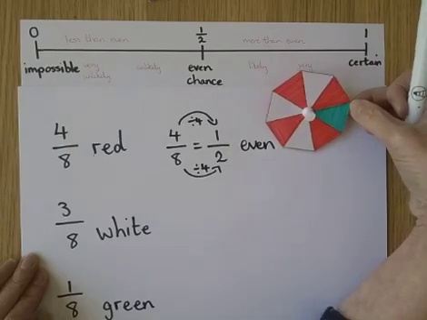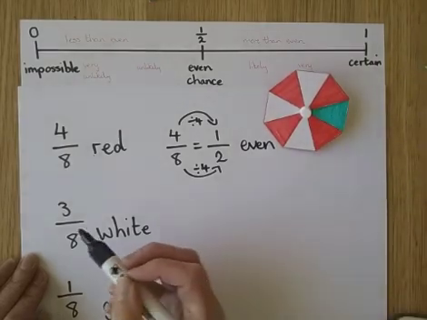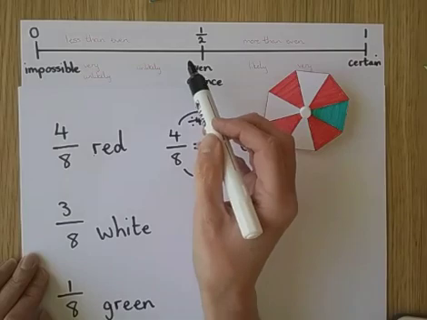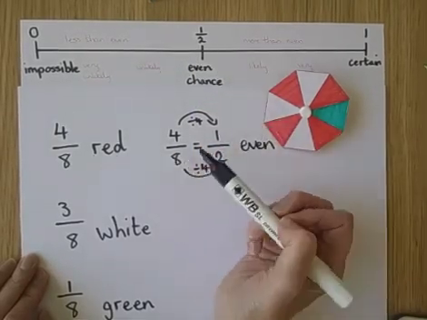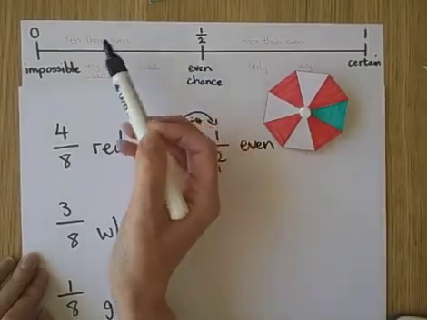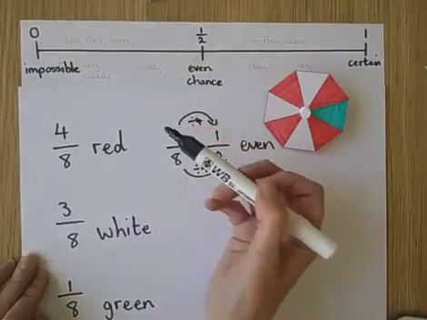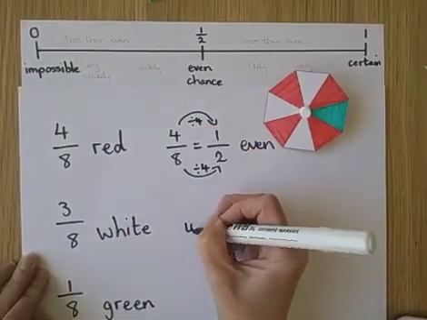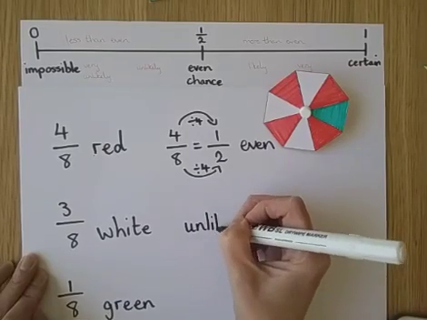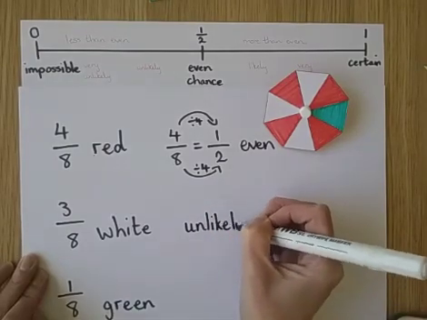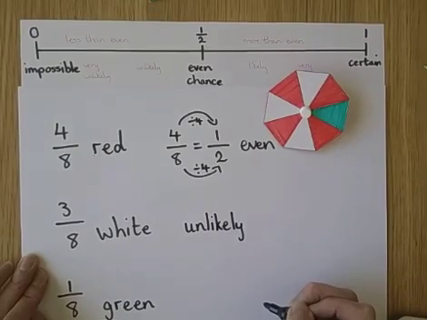What's the chance of landing on white? Well, I've got 3 out of the 8, so that's less than half, because 4 out of 8 is half, so 3 out of 8 is less than half, so it's going to be less than even. It's still a reasonable chance, so I think we'll use the word unlikely for white. We're unlikely to land on white.